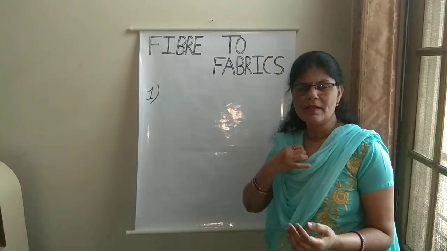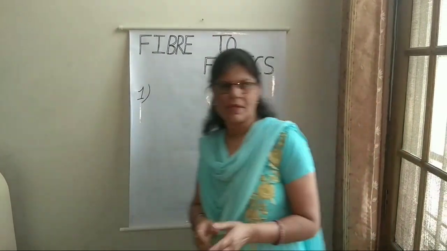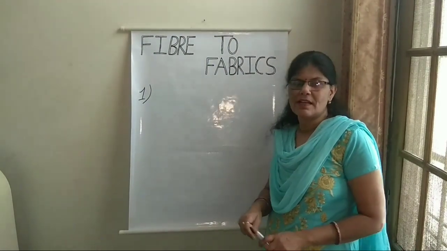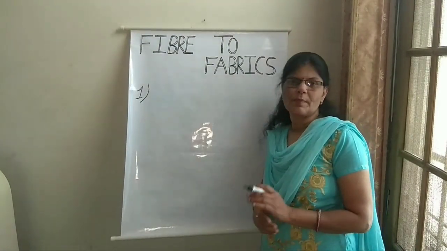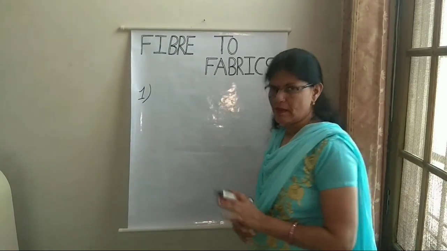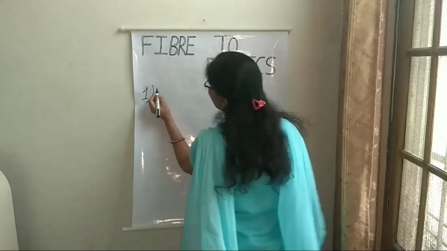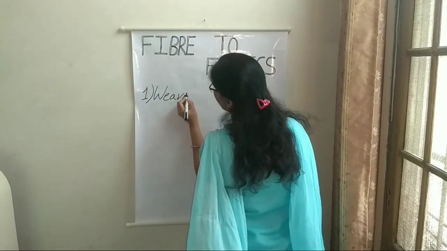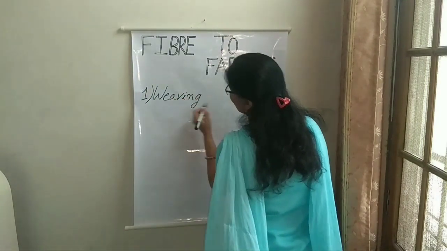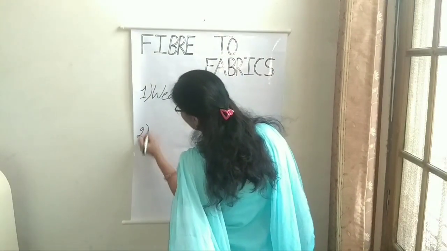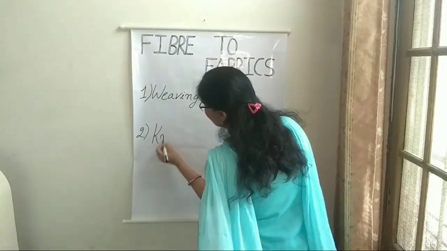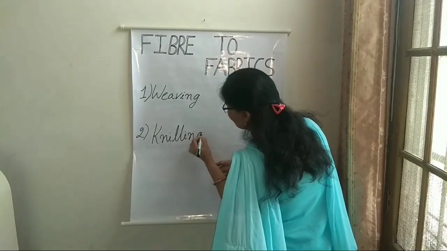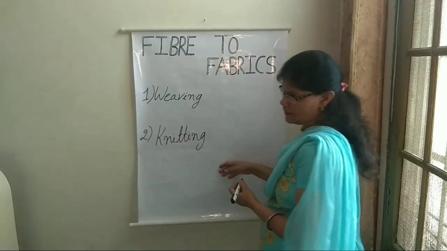Yarn we have already prepared. Now how can a fabric be prepared from a yarn? We have two methods, two processes mainly, which we use for preparing a fabric from a yarn. First is weaving and second is knitting. These are the two processes which we use for making a fabric from a yarn.